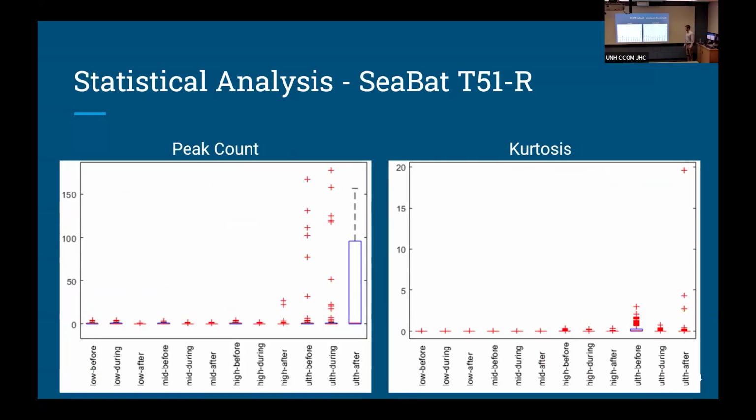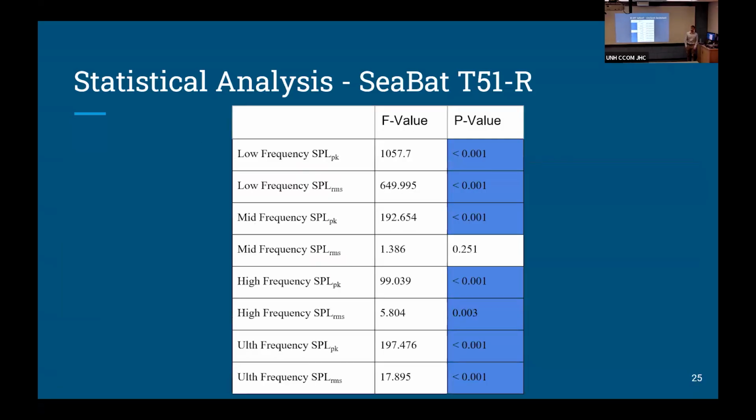So, peak count and kurtosis. Again, if you see the ultra high frequency, that's where you find any real interesting information. But low, mid, and high, roughly all the same values pretty much. Again, looking at ANOVA, you see a lot of low p-values corresponding to their higher F values, with the difference being in mid-frequency for RMS. And the reason I looked at RMS is because that's still the more typical metric that's used, as opposed to the others.